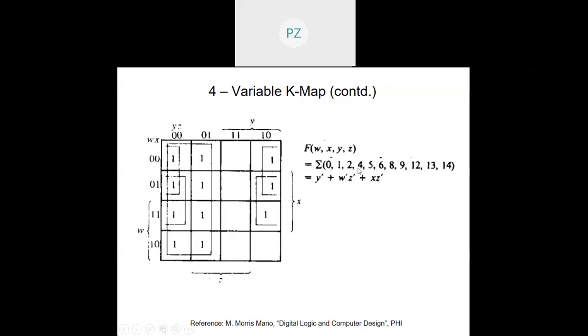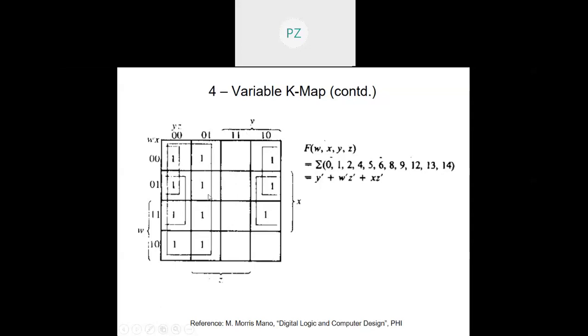Now 4, 5, 6, 7 remain blank because they are not existing. Then 8, 9 are there. Now 10, 11 are not there, so they are kept as blank. 12, 13, and 14 are there. 15 is again a blank. So all the minterms are denoted by ones in the appropriate place, the place being decided by 0, 1, 2, 3, 4, 5, 6, 7, 8, 9, 10, 11, 12, 13, 14, 15. So that is how you populate a 4 variable K-map.